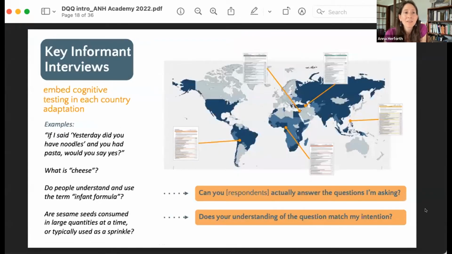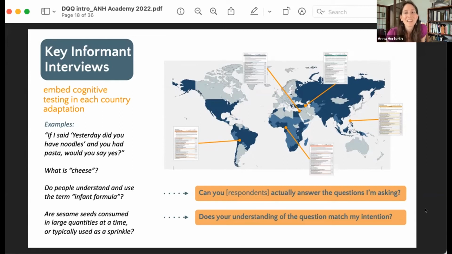And these interviews are in a way embedding cognitive testing in each adaptation. So we'll come up with a draft question and ask if it works. We'll ask our key informants, for example, if I said, yesterday, did you have noodles, and you had pasta, would you say yes? Or if you would say no, then we should add pasta to the list of items if people don't consider them a type of noodle. So we're trying to get the words that will capture what people understand.